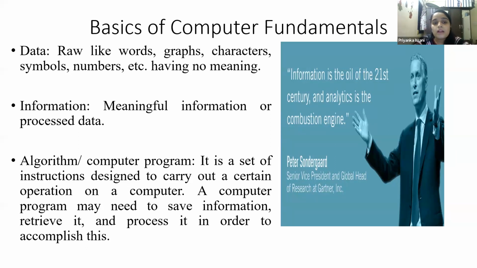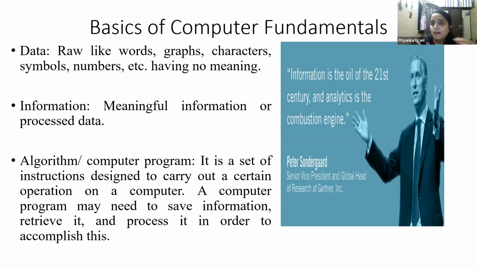Okay, then there comes an algorithm, or computer program. So what is an algorithm? An algorithm is a set of instructions, like a teacher can provide instructions to a student to perform some task. Suppose you want to register for a course at AIU University, then you are given some set of instructions. That set of instructions is an algorithm. As computer programmers and computer engineers, we have to give a set of instructions or steps to the computer to perform, and that is known as an algorithm. So it is a set of instructions designed to carry out a certain task or operation in a computer. A computer program may need to save information, retrieve it, and process it in order to accomplish this.